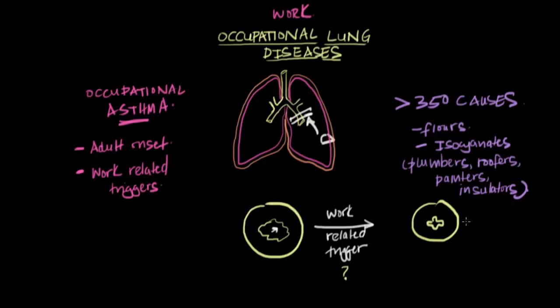Something really important to keep in mind is that even though there are 350 identified causes, not everyone exposed to one of these causes is going to develop occupational asthma. All right, so that's occupational asthma, the most common type of occupational lung disease.